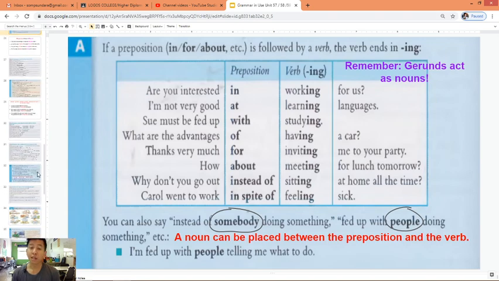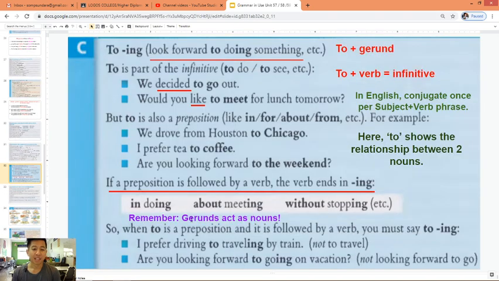This confuses a lot of people. Gerunds act as nouns. I prefer driving to traveling by train. So driving in this case is not a verb. It's not in continuous. It's actually a noun.